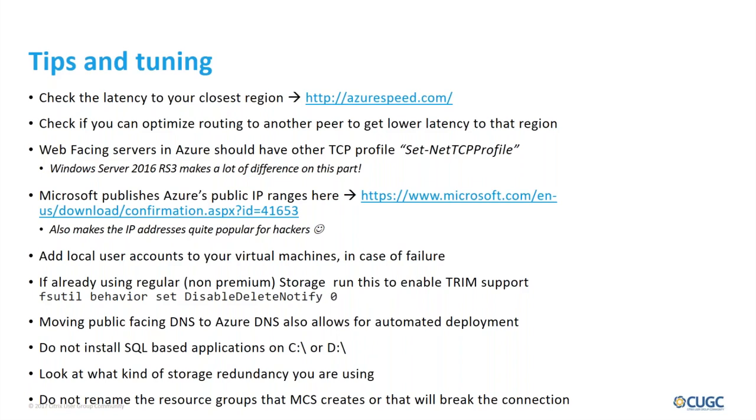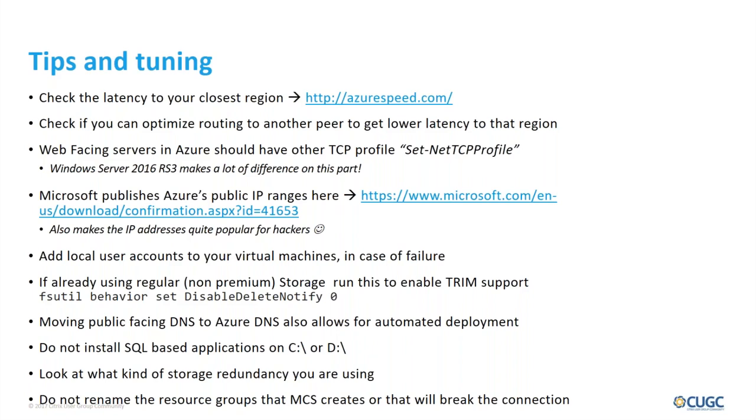As I said, the different IP ranges from Azure are published directly on Microsoft downloads. If you need to have firewall rules in place in order to open up for the different IP addresses in Azure, be aware that since all these IP addresses are published, they are quite popular for attackers or script kiddies. Make sure that you add a local user account to your virtual machine in case something breaks. Since you don't have console access, it makes it a little bit harder to troubleshoot, so make sure you have that enabled.